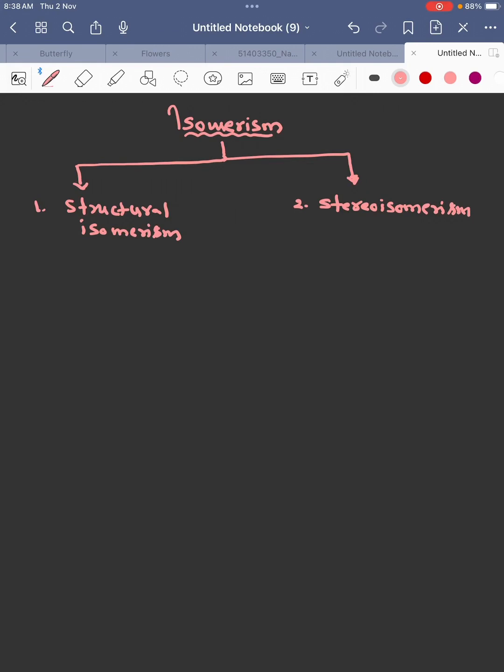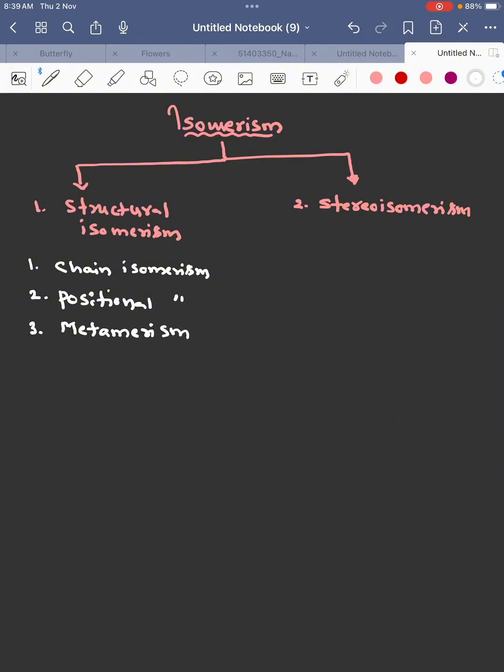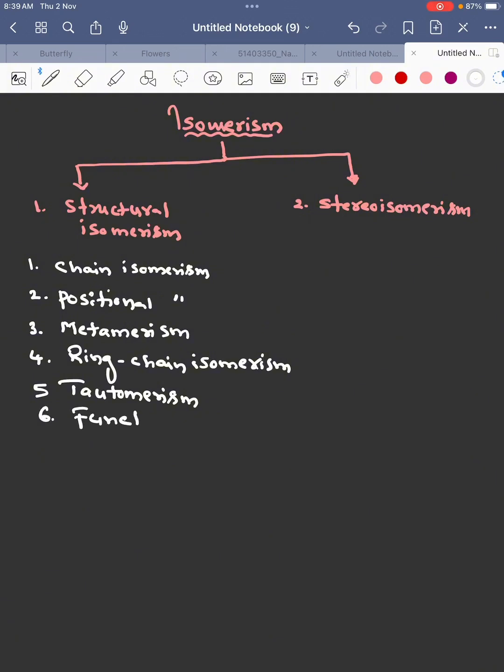Under structural isomerism, we have the following types of isomerism. One is known as chain isomerism. Second, positional isomerism. Third one is called metamerism. Then ring chain isomerism, tautomerism, and the last one is called functional isomerism.